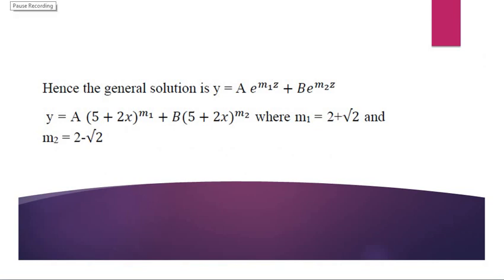Therefore yp is equal to 0, and hence the general solution is y is equal to a e power m1z plus b e power m2z. That is y is equal to a into (5 plus 2x) whole power m1 plus b into (5 plus 2x) whole power m2, where e power z is replaced by 5 plus 2x, and m1 and m2 are 2 plus root 2 and 2 minus root 2 respectively.